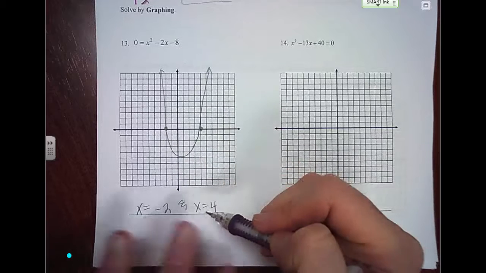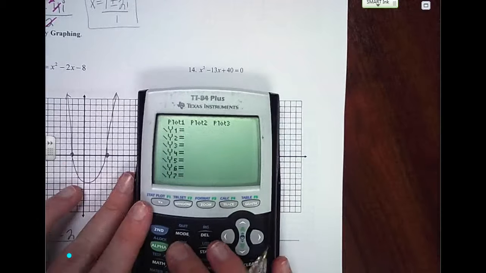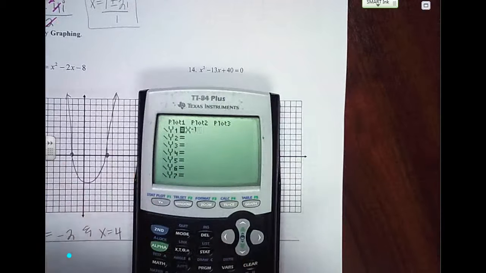Do not write these as coordinate points. Okay, and then number 14. We'll go to y equals and plug it in. So x squared minus 13x plus 40.